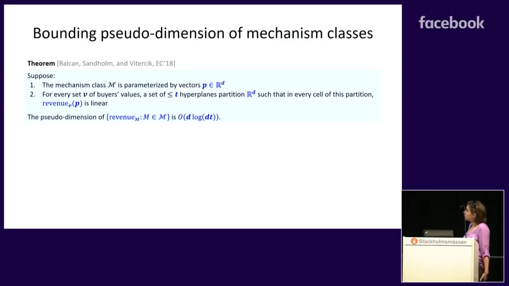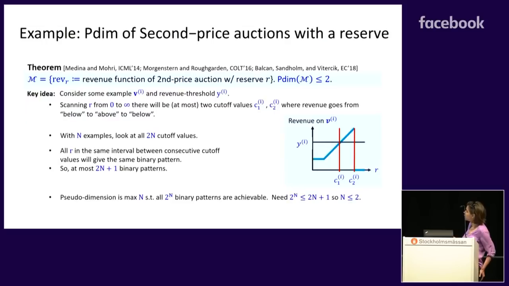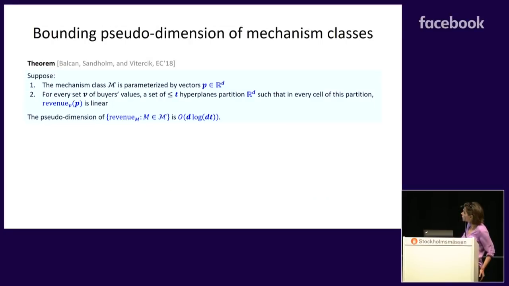And just to connect this to the previous example with second price auctions: there we had a piecewise linear function with 3 pieces. So that theorem would of course apply to second price auctions with reserve prices as well.